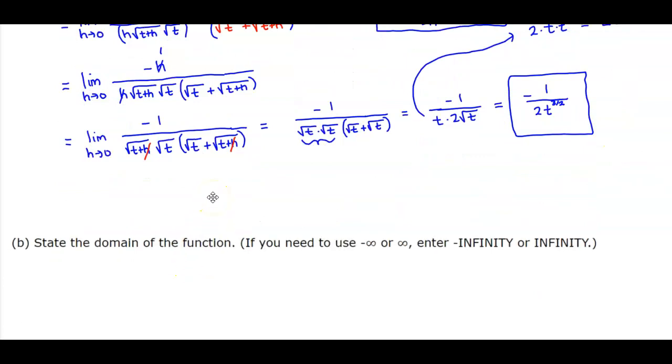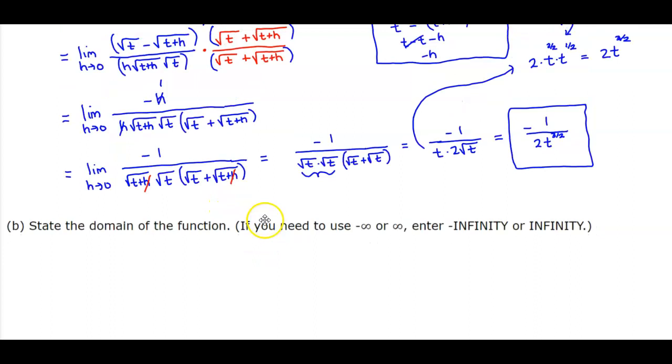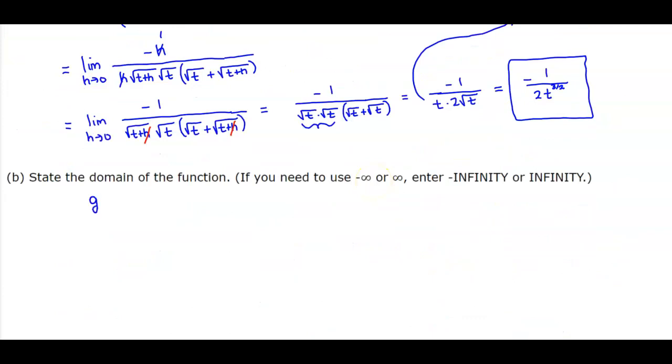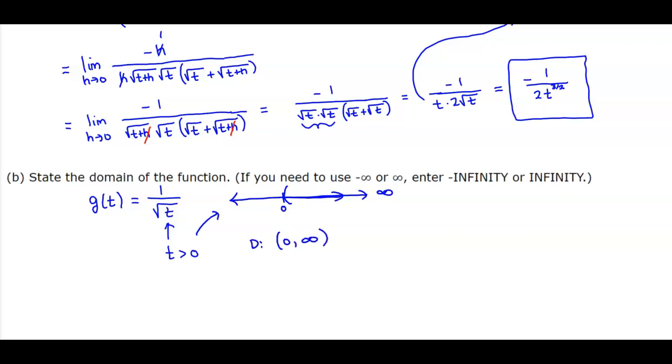So the next question wants us to state the domain of the function, which was the original function, which was 1 over the square root of t. So the original function g of t is equal to 1 over the square root of t. Okay, so what that tells us, since this is in a denominator, the value of t has to be only greater than 0. So on the number line, from 0, we have parentheses, and it's going towards positive infinity. So the domain of this function goes from 0 to infinity.